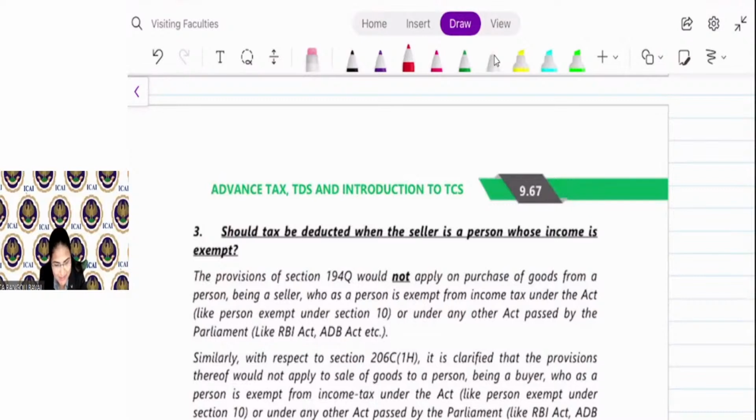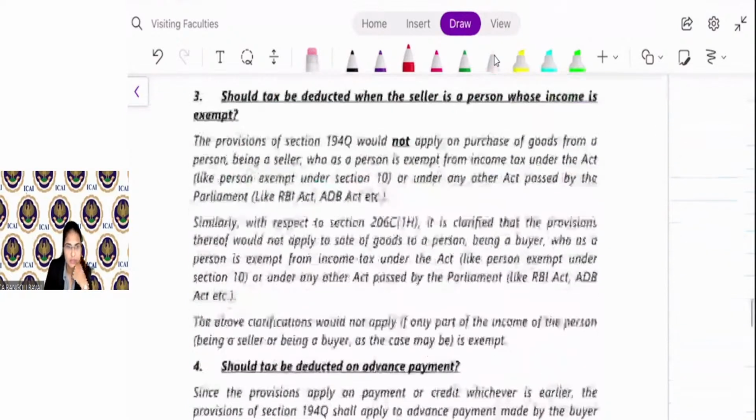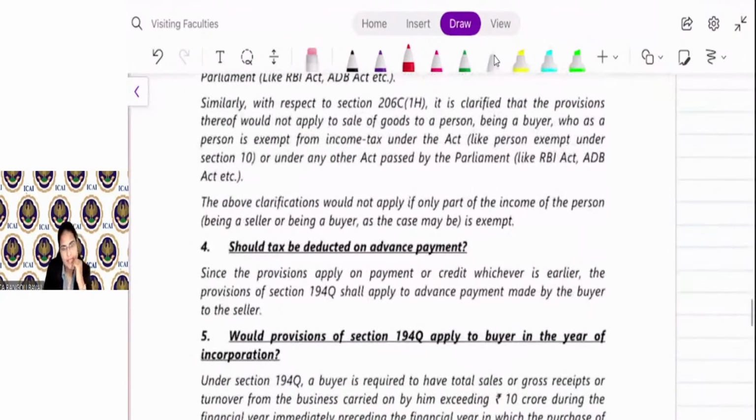It is not possible that buyer did not agree to deduct TDS. It is his responsibility, and if he failed to do so, he has to pay interest, penalty, etc. If the seller's income is exempt, then TDS is not required to be deducted. Why? Because the income of seller is exempt. TDS is also required to be deducted on advance payment because the credit or payment, whichever is earlier.